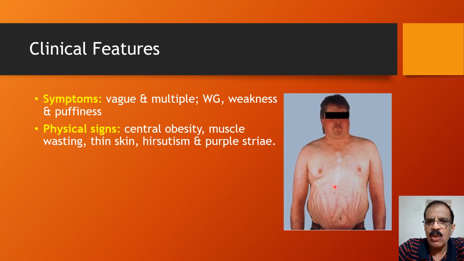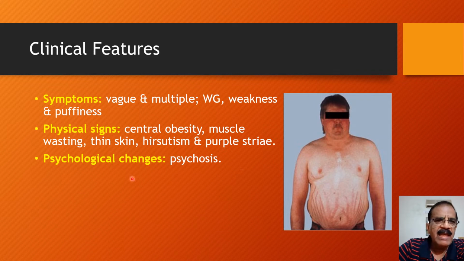Then purple striae. Those who are obese, and especially those who have lost weight after being obese, may have these striae. But in Cushing syndrome, these striae are very typically purple in color, and they are present in the abdomen and may be present in the axillae and in the arms. So purple-colored striae present in a person who has not lost significant weight in the recent past would suggest Cushing syndrome. And psychological changes may also be there. We know one of the side effects of corticosteroid is psychosis, so these patients may have some psychological symptoms also.